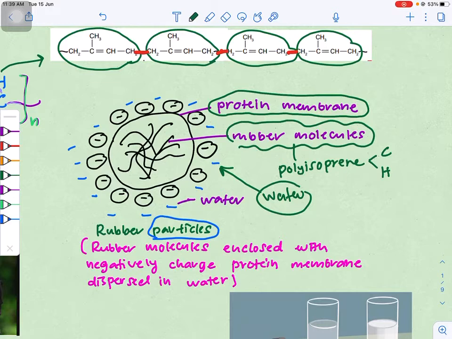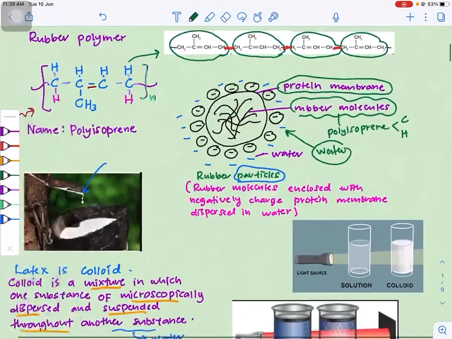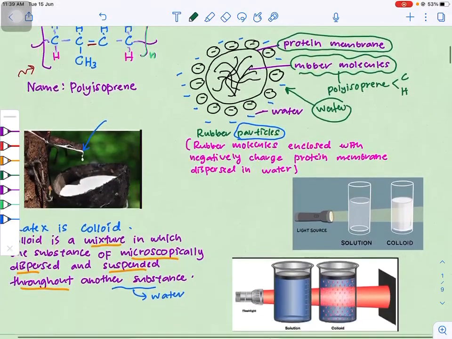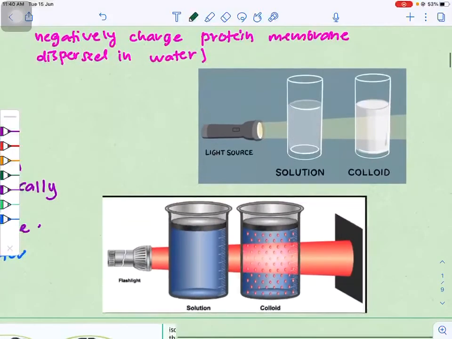So both of them have a negatively charged protein membrane. So when they sit next to each other, what happens? They will all repel. They are very small in water. Okay, so that is why it is called a colloid. To make you understand colloid, this is the difference between a colloid and a solution.